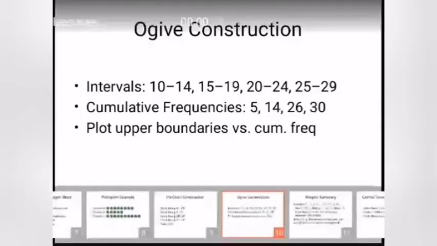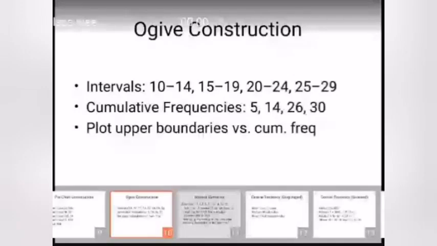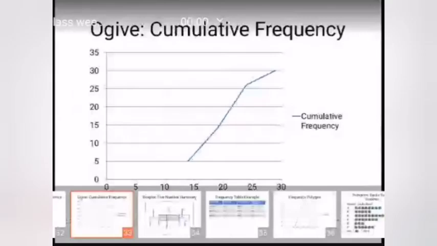So let me show you an example of what the ogive construction looks like. This is just like plotting a graph, but plotting the upper class boundary versus the cumulative frequency.